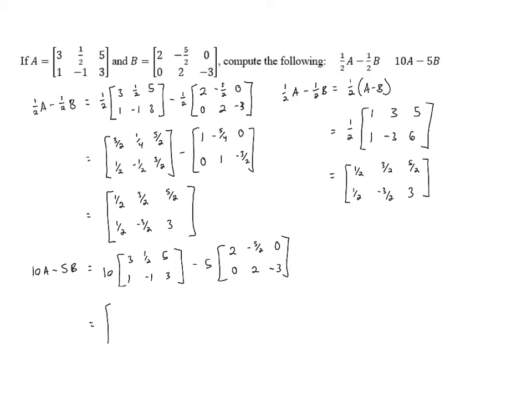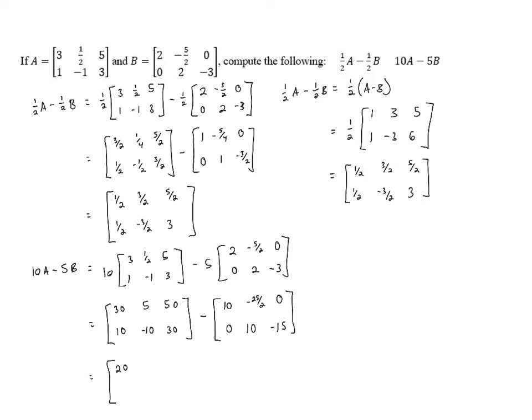When we multiply each of the entries in the first matrix by 10, we get 30, 5, 50, 10, negative 10, and 30. When we do the same for the second matrix, but multiplying by 5, we get 10, negative 25 halves, 0, 0, 10, and negative 15. And then when we subtract these matrices entry by entry, 30 minus 10 is 20.